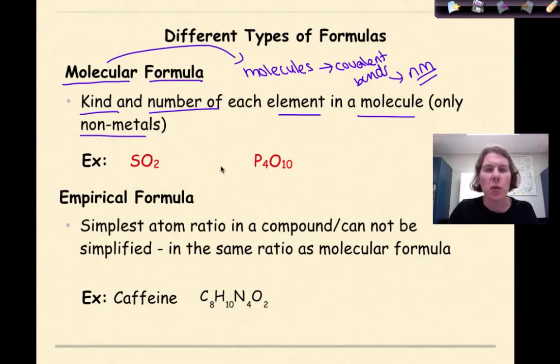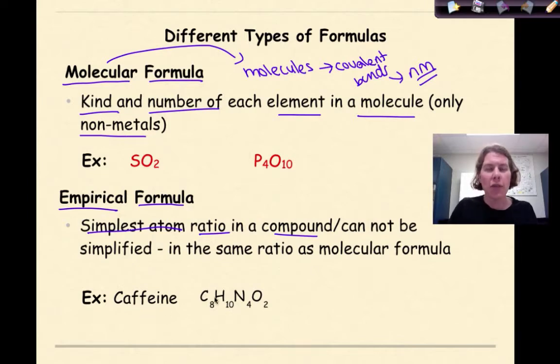So both of these would be considered molecular formulas because they are made of nonmetals and they are held together by covalent bonds. Then we have the empirical formula. The empirical formula is defined as the simplest atom ratio in a compound. It can't be simplified any farther and is in the same ratio as a molecular formula.